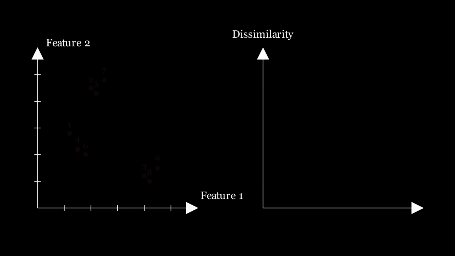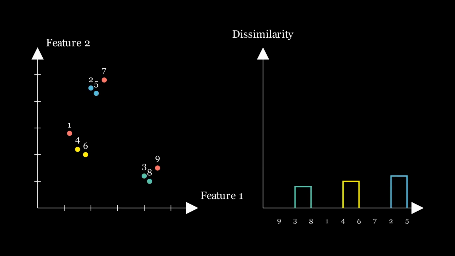In this final section, we'll finish up this video by running through the full algorithm on a dataset with 9 observations. On the left, we have our data in feature space. On the right, we will build the dendrogram. Initially, every point is a cluster, but we fix that by merging the most similar ones first. 4 and 6, 3 and 8, and 2 and 5 are very close, so they merge at a low height.